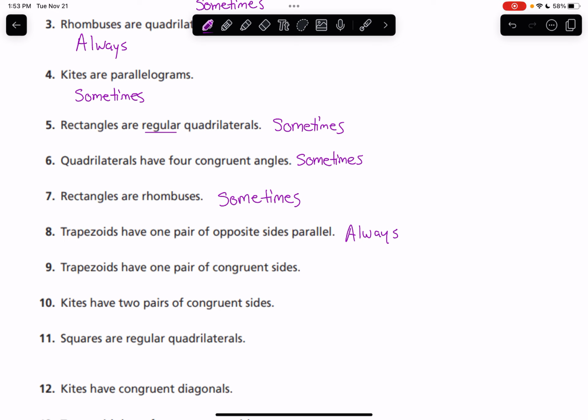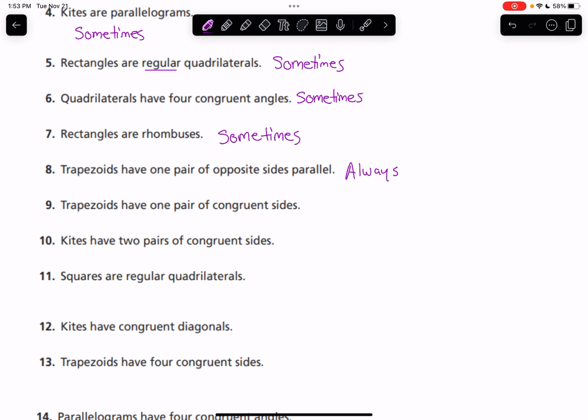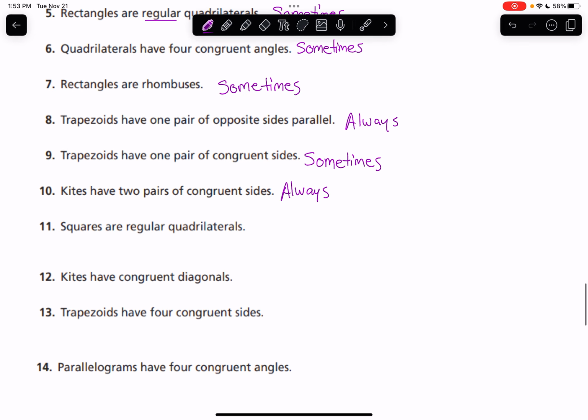Trapezoids have one pair of congruent sides if they're isosceles trapezoids. Not every trapezoid is isosceles, so sometimes they have one pair of congruent sides. Kites have two pairs of congruent sides. Again, that's part of the definition of a kite. Kites have two pairs of adjacent congruent sides, so that is always true. Squares are regular quadrilaterals. Squares have all the same side lengths and all the same angle measures. That is always true.